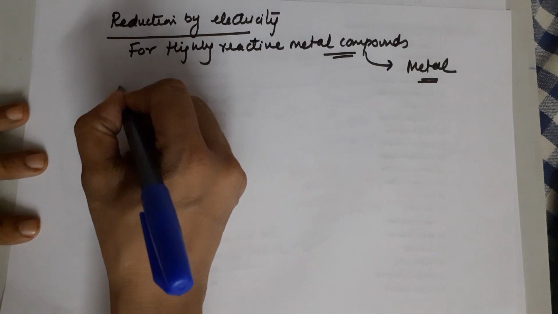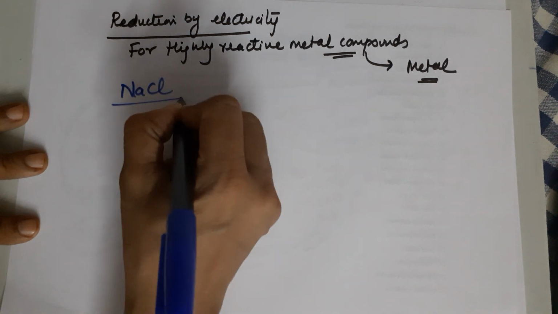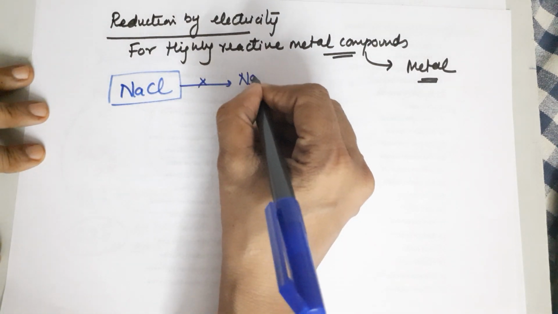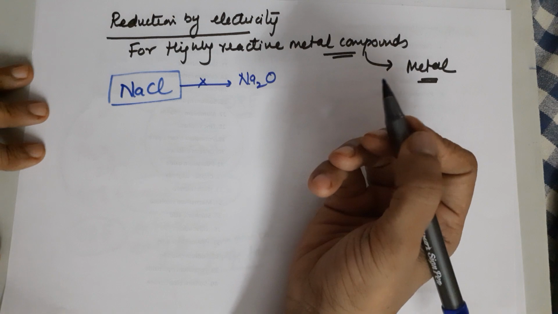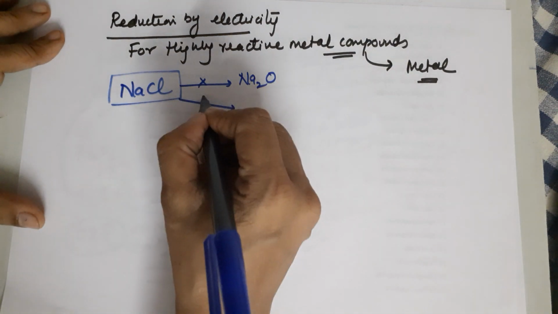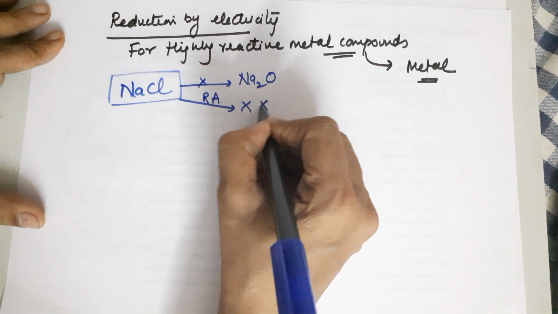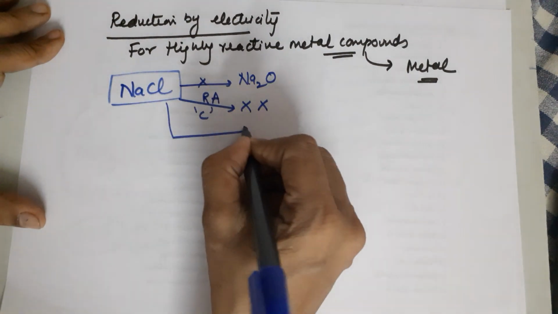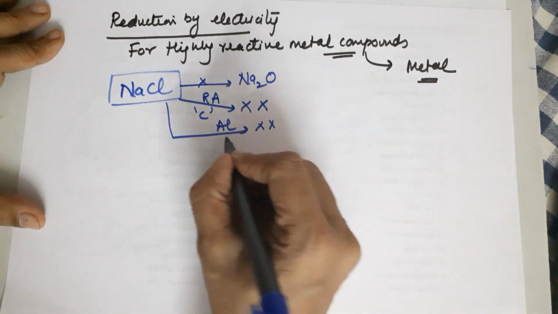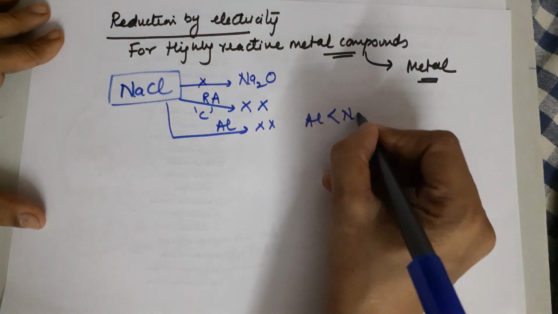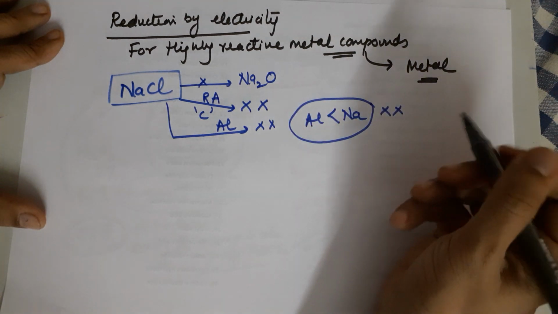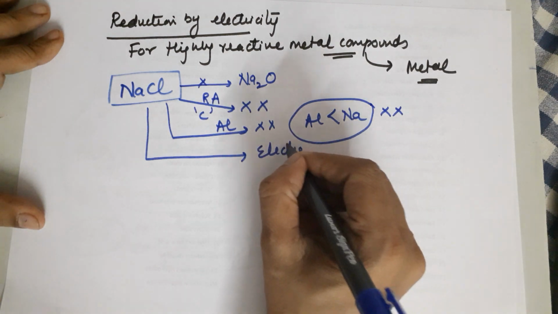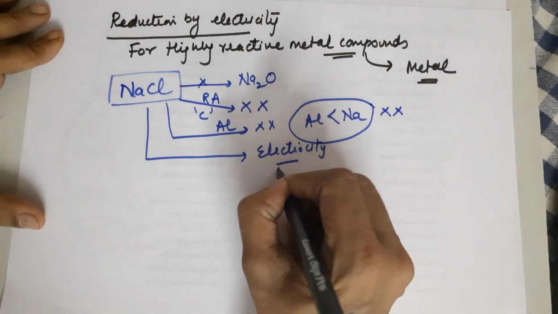Supposing your metal compound is sodium chloride. Now, for this sodium chloride, you will not transform into sodium oxide because it is highly reactive and it will explode. You cannot reduce it by using a reducing agent because this bond is very strong. That means you cannot use carbon. You can also not use aluminium because aluminium is less reactive than sodium. So, the reaction will not happen. Therefore, the only option that you are left with is a stronger method of reduction, which is by using electricity.